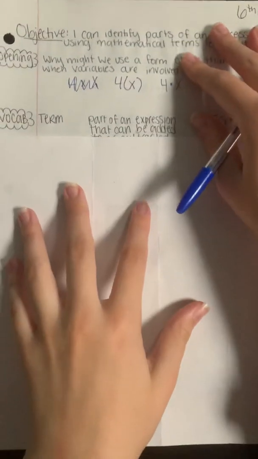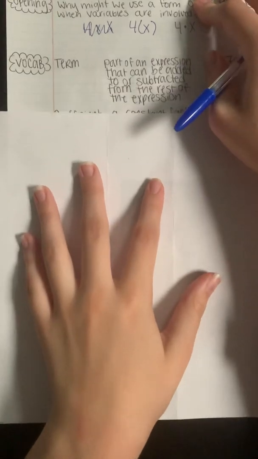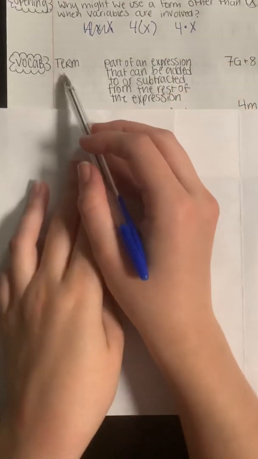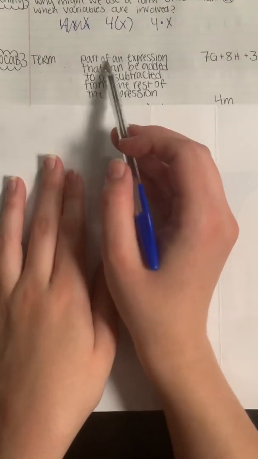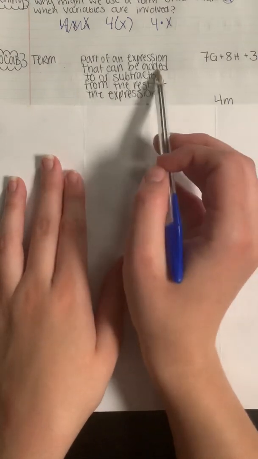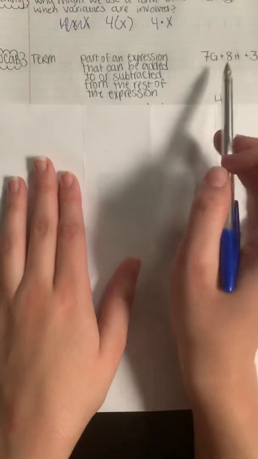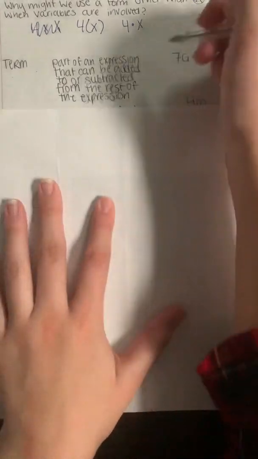There's some vocabulary that you have to be aware of when we're starting algebra. So the first is term. So I kind of did a word definition example. A term is part of an expression that can be added to or subtracted from the rest of the expression. And what that looks like is this.